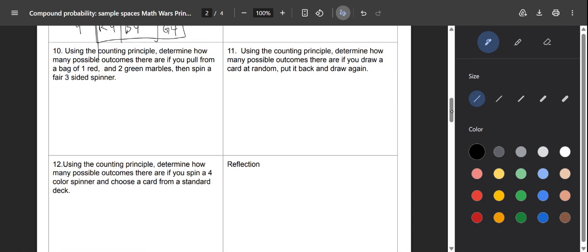Okay, using the counting principle, determine how many possible outcomes there are if you pull from a bag of 1 red and 2 green marbles, then spin a 3-sided spinner. So with my marbles, there are 3 marbles that I can pull from, and then my spinner has 3 sides, so I have 9 total outcomes.